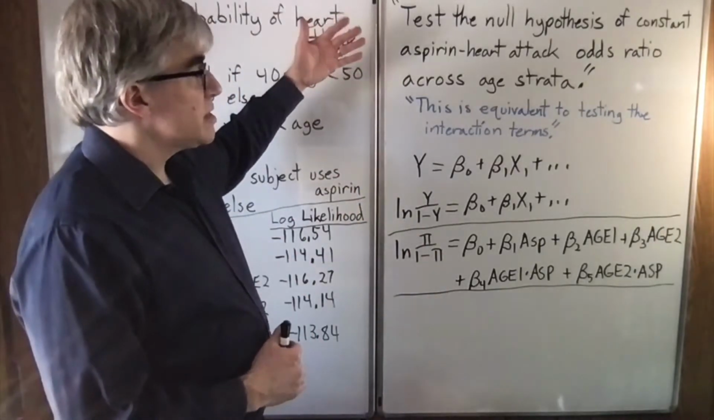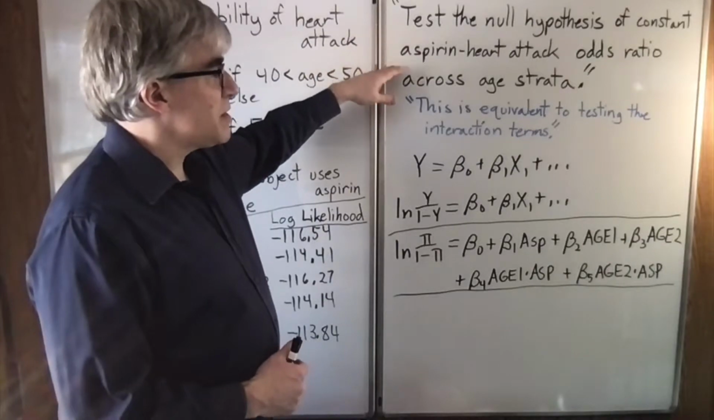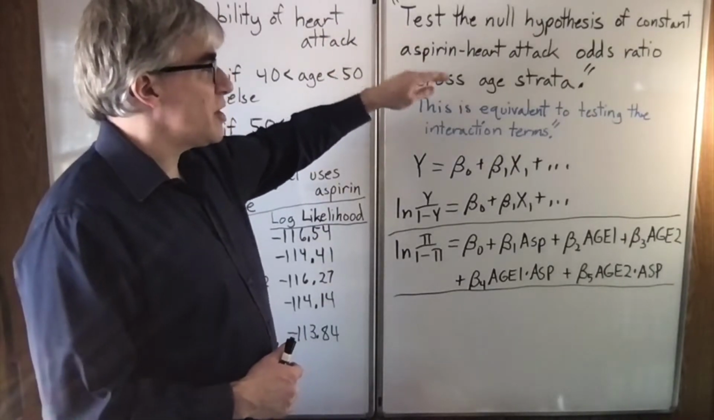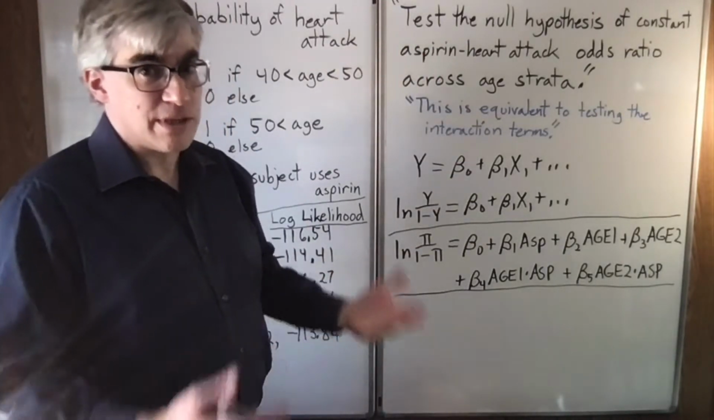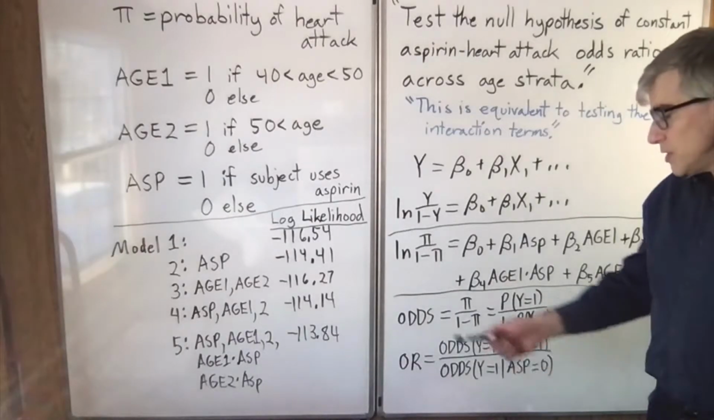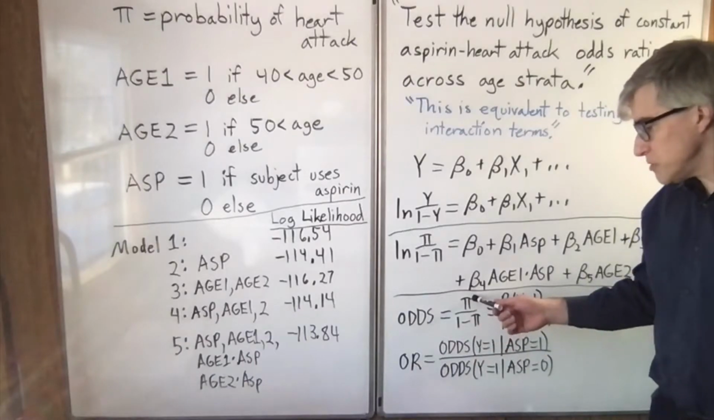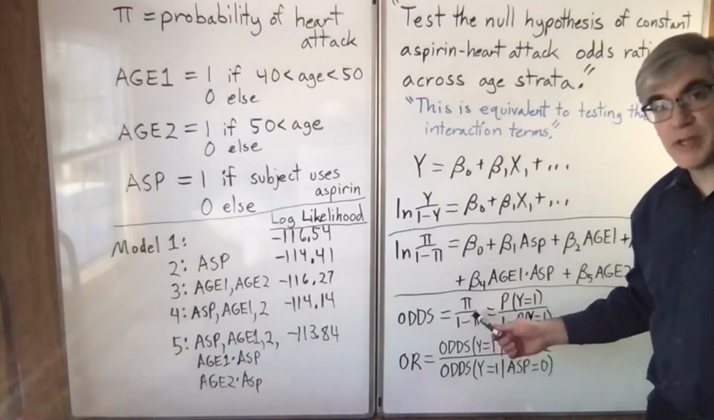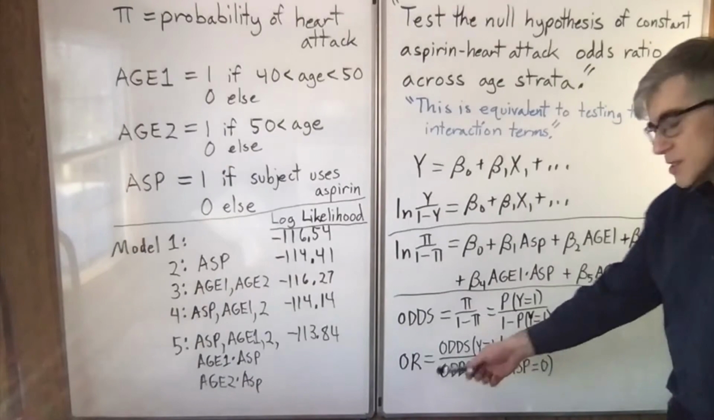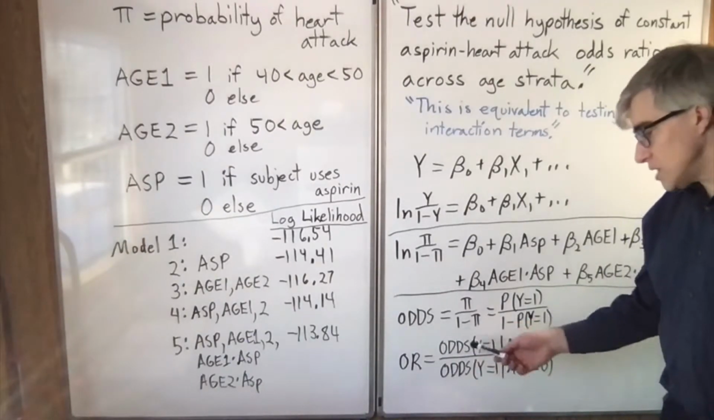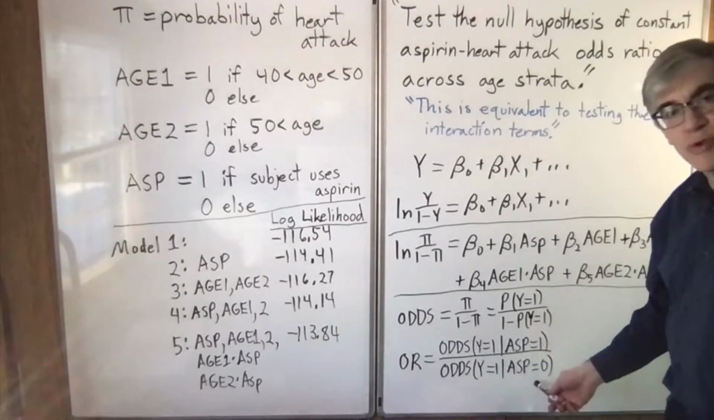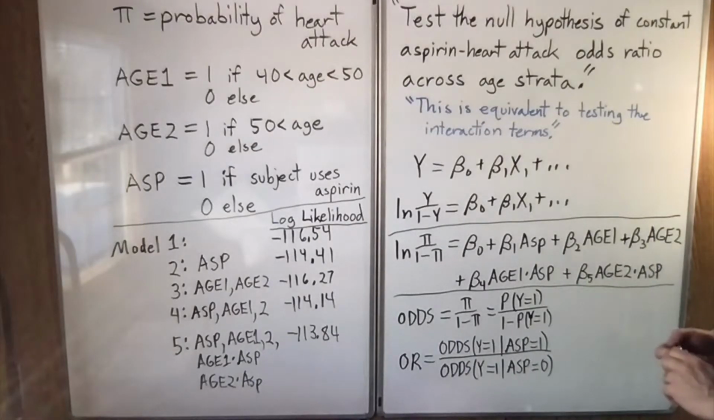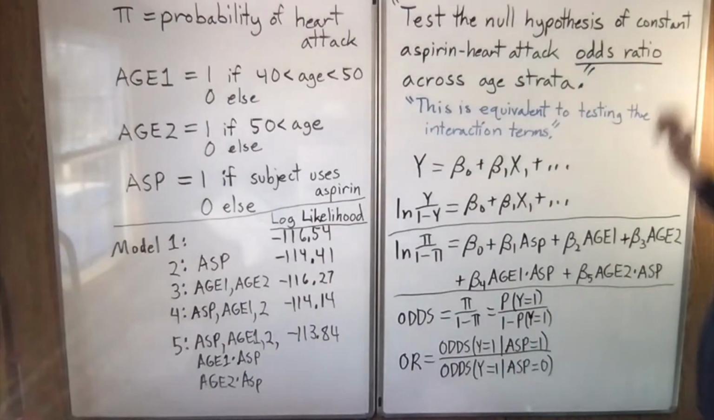Now, let's look at this mouthful. The null hypothesis of constant aspirin heart attack odds ratio across age strata. What does all that mean? A quick reminder. The odds of something is the probability of it happening divided by the probability of it not happening. And the odds ratio would be odds divided by odds for 2 different situations. For example, taking the aspirin versus not taking the aspirin. So that's first of all what they mean by odds ratio.